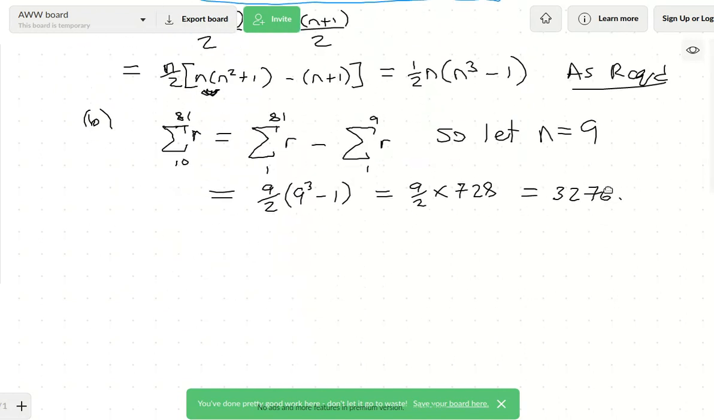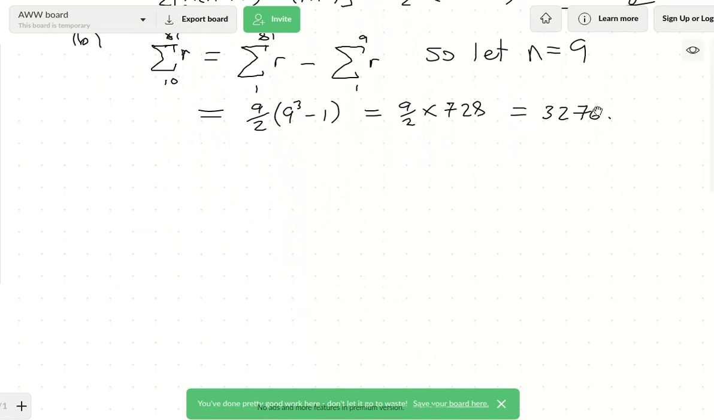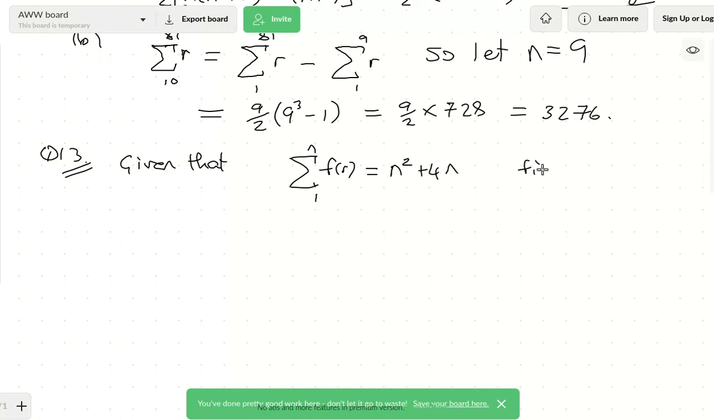Let me just do one more question for you. I just want to go through question 13 because I seem to recall that it confused students when they asked me about it relatively recently, a year ago or something. Okay, we've got, given that the sum from 1 to n of f of r equals n squared plus 4n, find f of r.